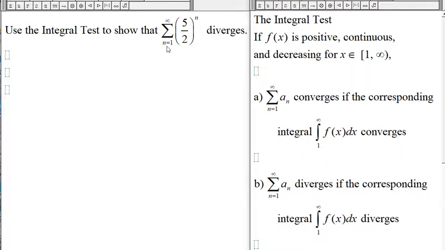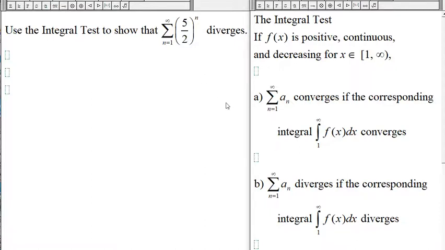Here we have the infinite series of 5 divided by 2 to the n. So this is a geometric series with common ratio of 5 halves, which is 2.5. We know from the geometric series test that if the common ratio is greater than 1, then this series diverges. But here we want to use the integral test to show that this series diverges.